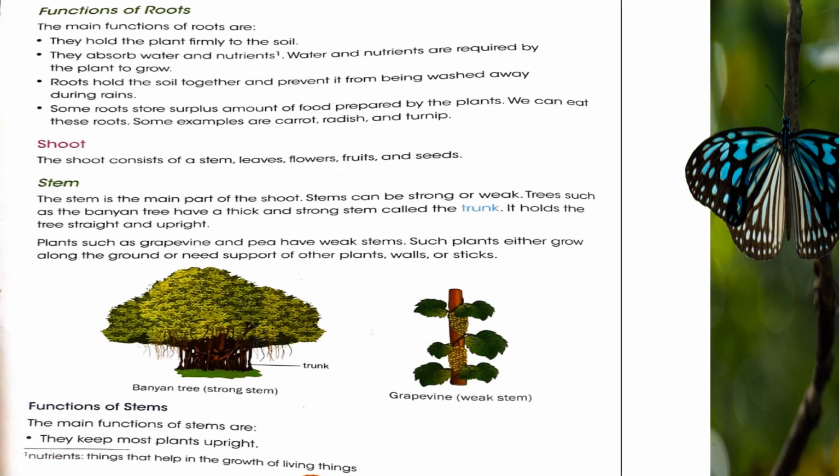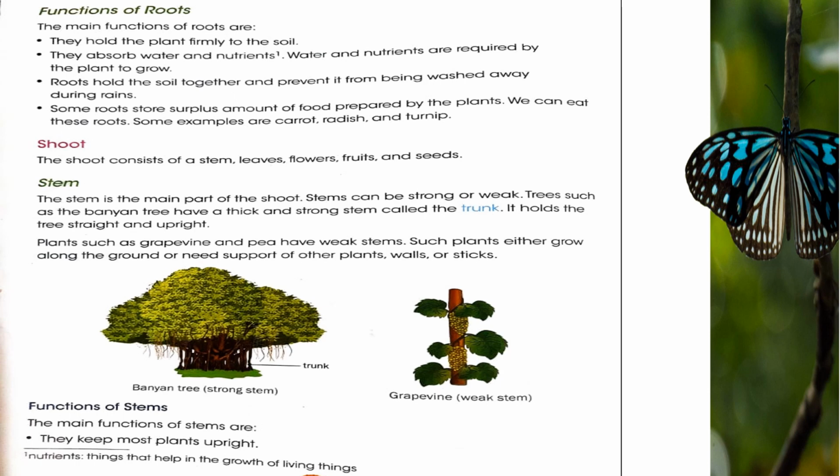Functions of roots. The main functions of roots are: they hold the plant firmly to the soil. They absorb water and nutrients. Water and nutrients are required by the plant to grow. Roots hold the soil together and prevent it from being washed away during rain. Some roots store surplus amount of food prepared by the plants. We can eat these roots. Some examples are carrot, radish, and turnip.